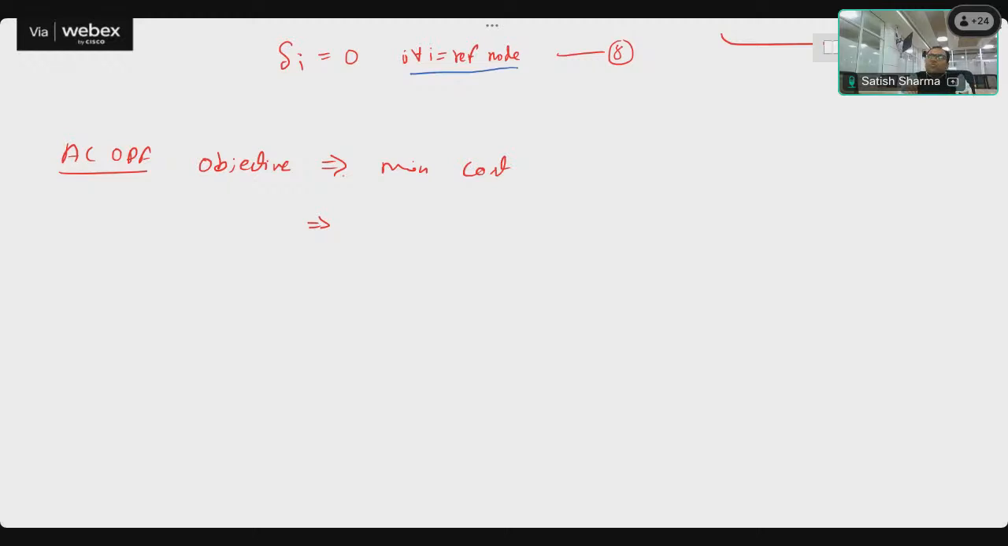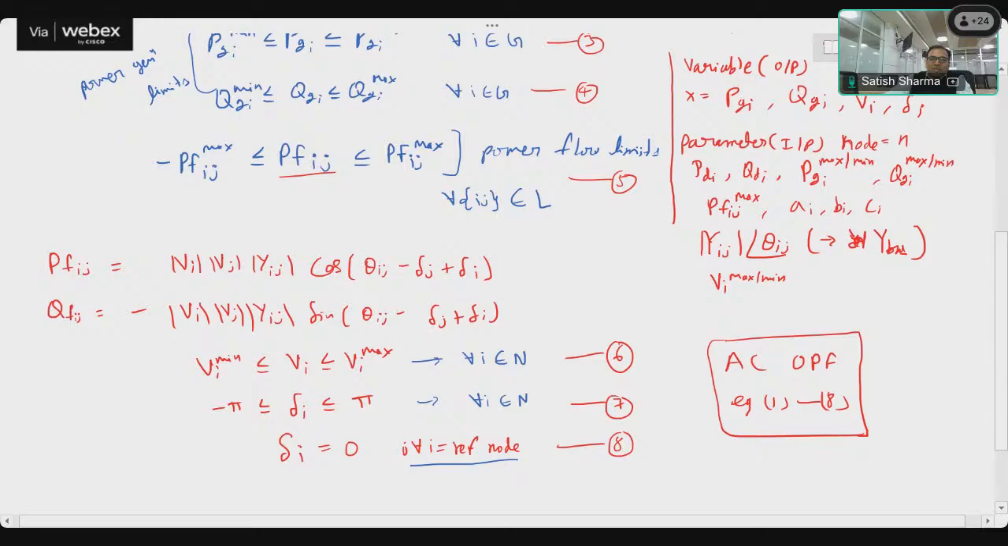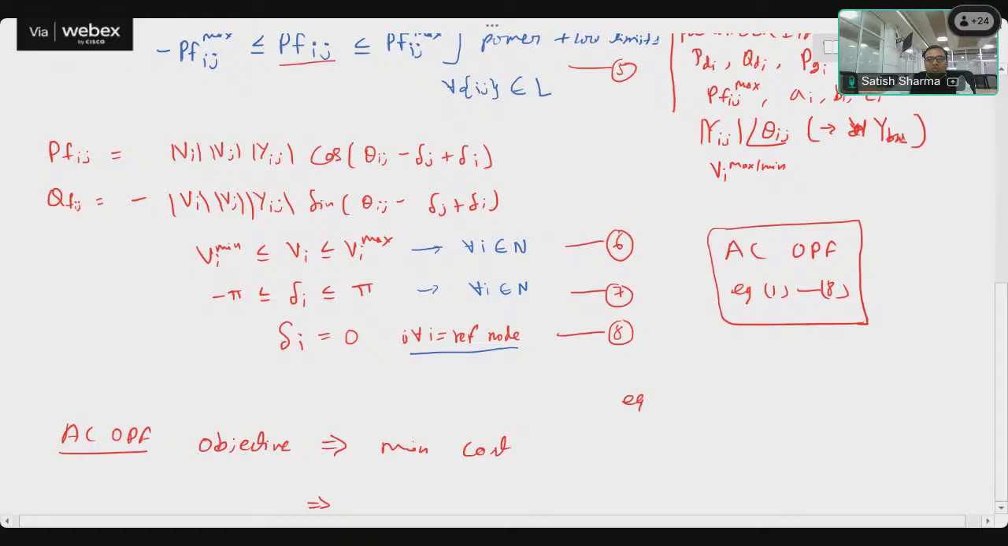If MVA ratings are defined, let's say mega volt ampere, then this particular formulation will change. Instead of equation number 5, we can change it. Equation number 5 was PFij, and PFij was defined by some values, whatever the PFij max and PFij min, this was defined.